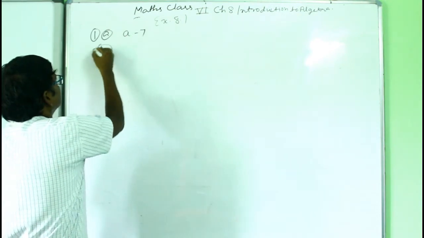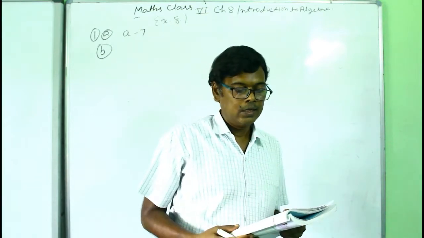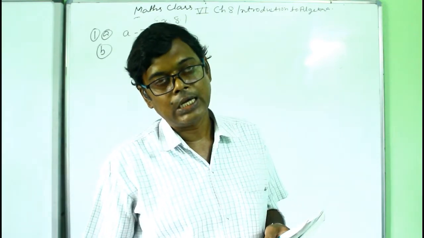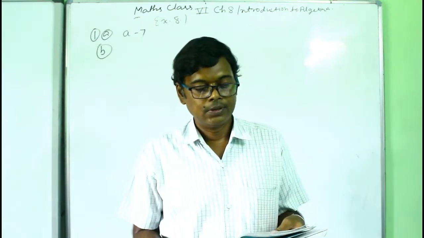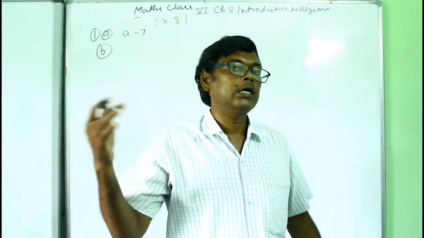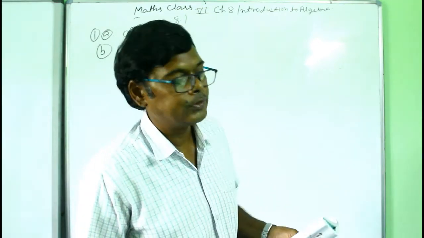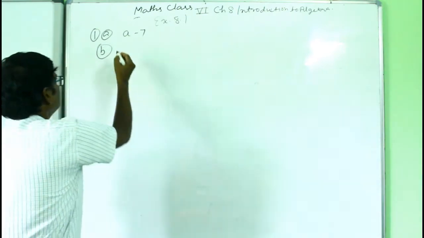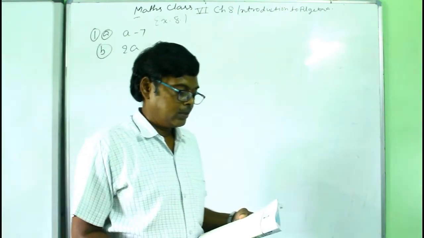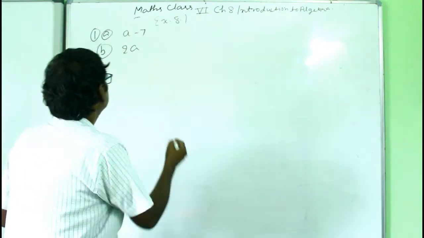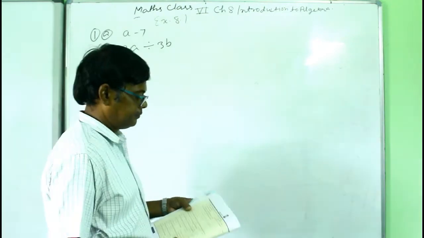Similarly b, 2 times a divided by 3 times b. 2 times means we have to multiply. 2 times a means 2 into a, so 2 times a will be 2a. And divided by 3 times b. So this is the statement.